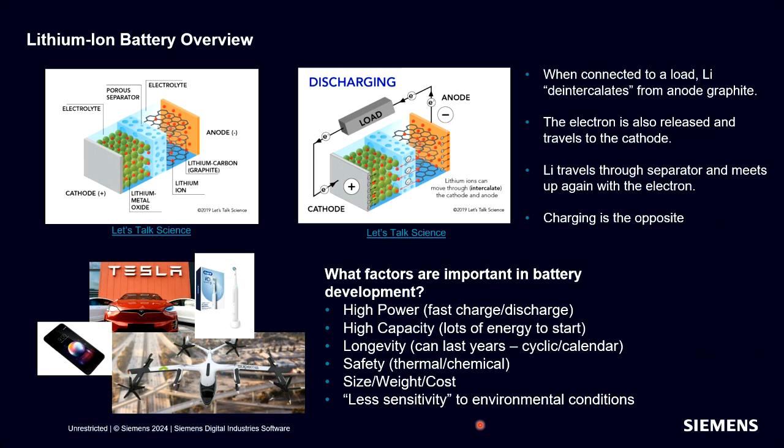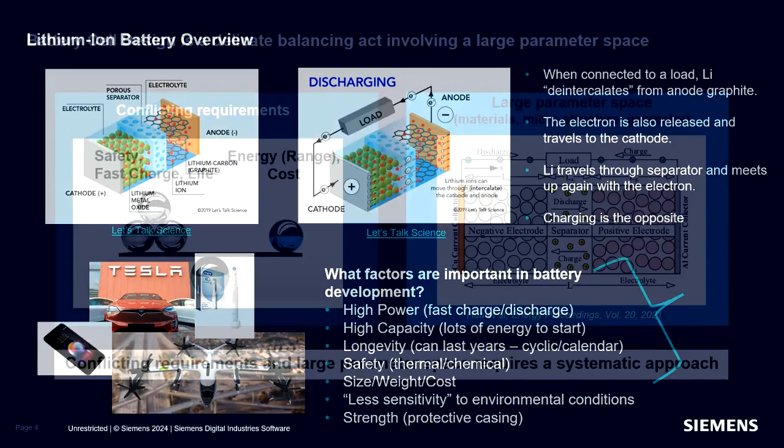And then you want it to be less sensitive to environmental conditions. You want the battery to behave well both in, for example, Canada during the peak of wintertime versus South Texas during the peak of summer. And so you also want strength of the battery and a protective casing potentially. And a lot of these factors can be competing. So they say that there's no free lunch in battery design.